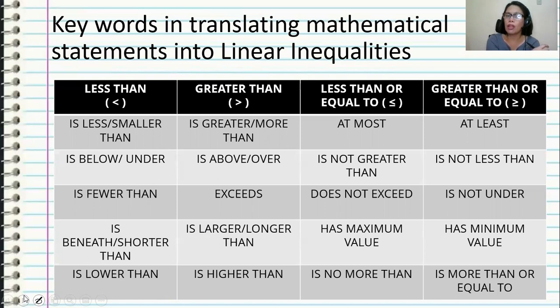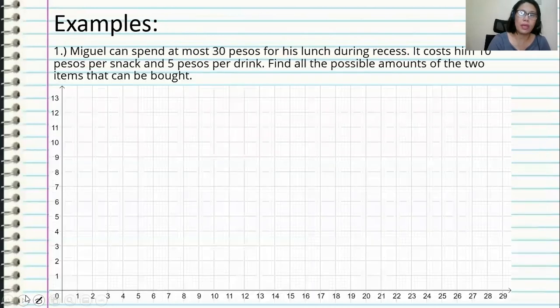So, understanding each keyword and translating this into linear inequalities is necessary for us to come up with a correct solution for the given linear inequality problems. So let's start working with the first problem here. So Miguel can spend at most 30 pesos for his lunch during recess.